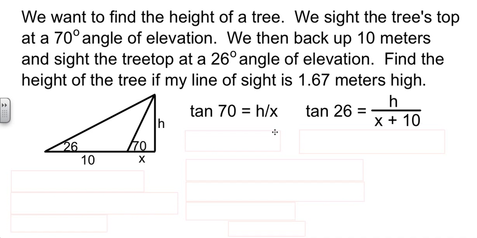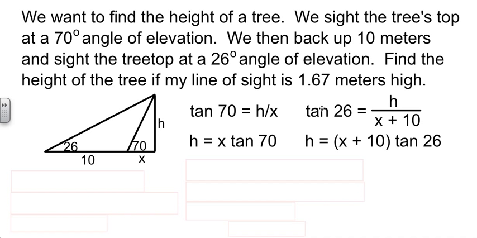Now I can get h alone in both of these equations. If I multiply by the x to this side, and if I multiply by the x plus 10, now I've got h alone in both equations. Well, since h equals this stuff, and h also equals that stuff, I can put the two together. And I went ahead and punched in tangent 70 and tangent 26 to get decimals for them.